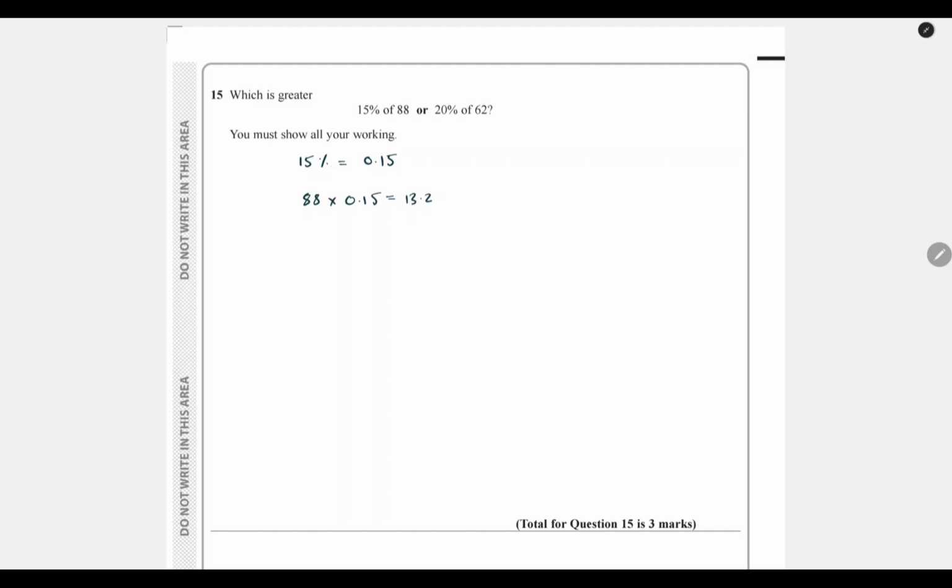If we do the same thing for 20%, we know that 20%, again dividing by 100, gives us 0.2. And so 62 multiplied by 0.2 gives us 12.4. So clearly, we can see that 15% of 88 is greater. So this is greater.